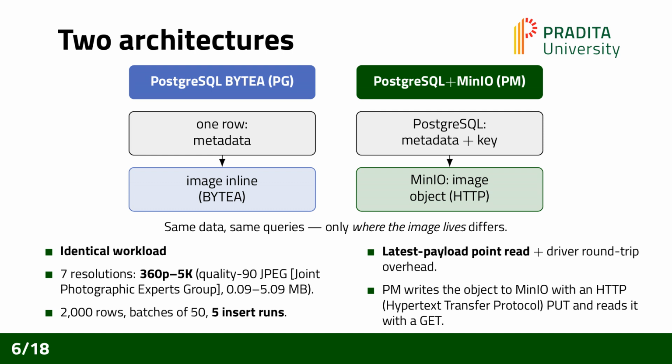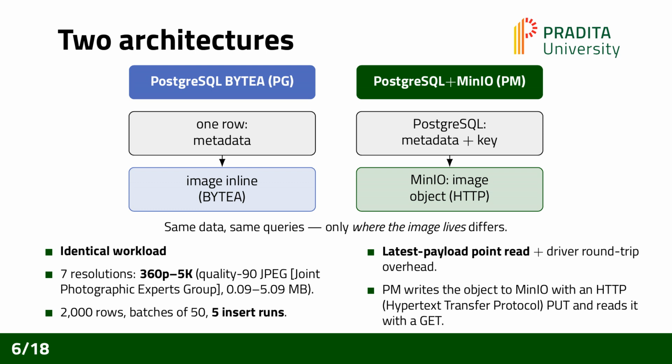To make the comparison fair, we ran an identical workload on both, 7 image resolutions spanning from 360p all the way up to 5K, using JPEG images at quality 90, whose sizes range from about 90 kilobytes to just over 5 megabytes. We inserted 2,000 rows in batches of 50, and we repeated the whole insert process 5 times to get stable numbers. For reading, we tested the most demanding realistic case, a latest payload point read, fetching the newest image. And notice the asymmetry this creates.